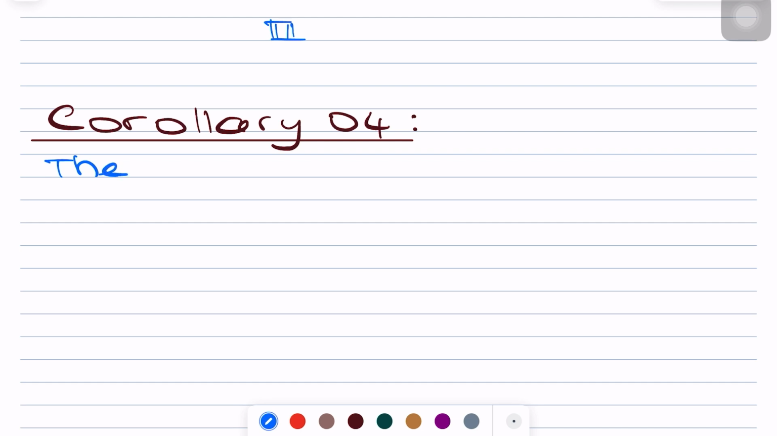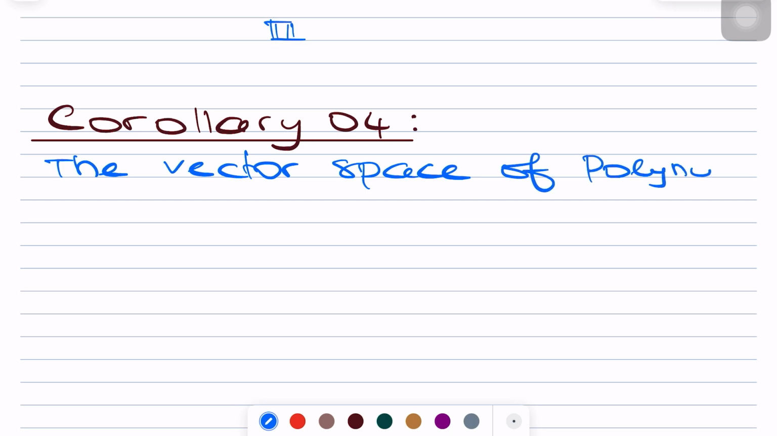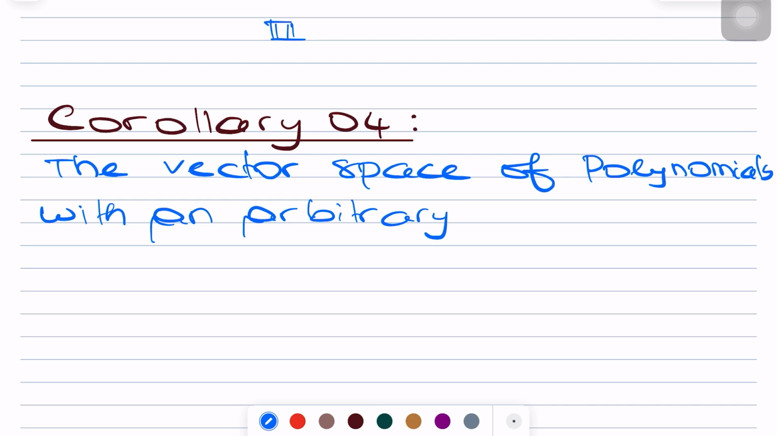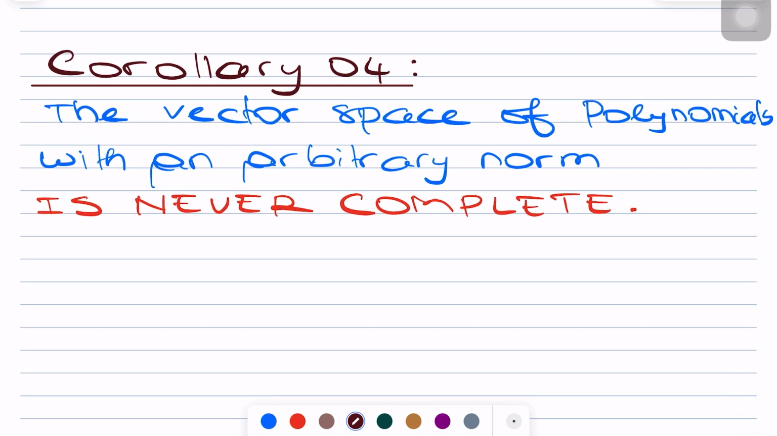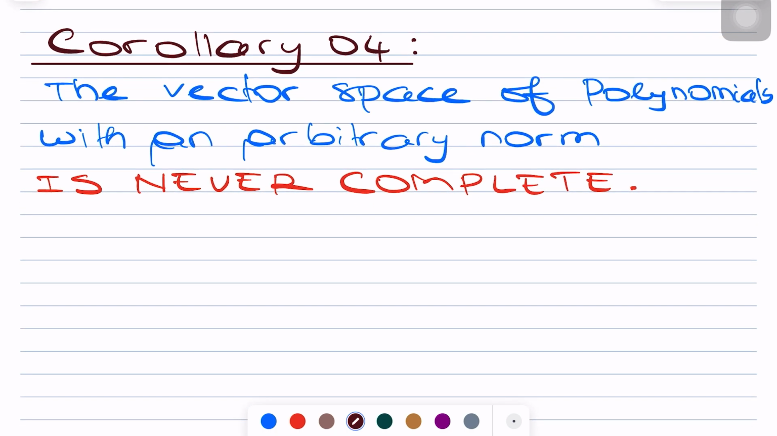So the vector space of polynomials, right, with an arbitrary norm, put it in color. It's never, capital letter, right, for you to remember that. It's never complete, never and never. So if you endow the space of polynomials with any norm, it is never complete. This is just a consequence of corollary 03, right, that we just proved, that in a Banach space, every basis, in the sense of linear algebra, is either finite or uncountably infinite. Okay, proof.